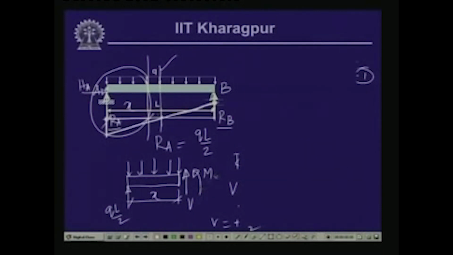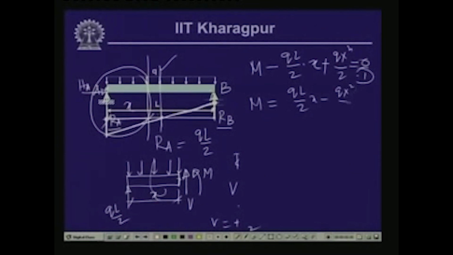then the bending moment at this particular section is M, if we take the moment of all the forces with respect to this particular section. So, M which is anticlockwise, QL by 2 is clockwise, so minus QL by 2 into x, and this is also anticlockwise, so minus q x square by 2, this is equal to 0. So, this is plus. So, M is equal to QL by 2 x minus q x square by 2.